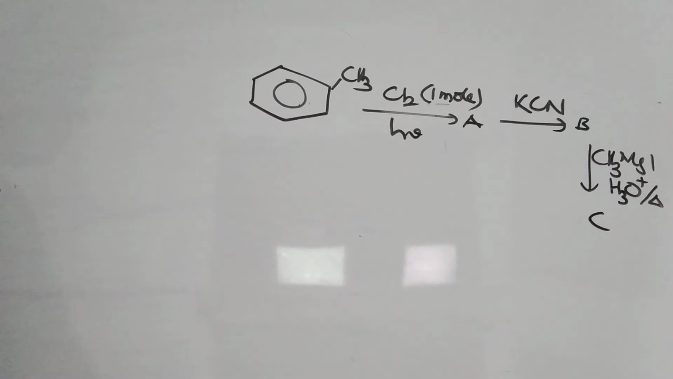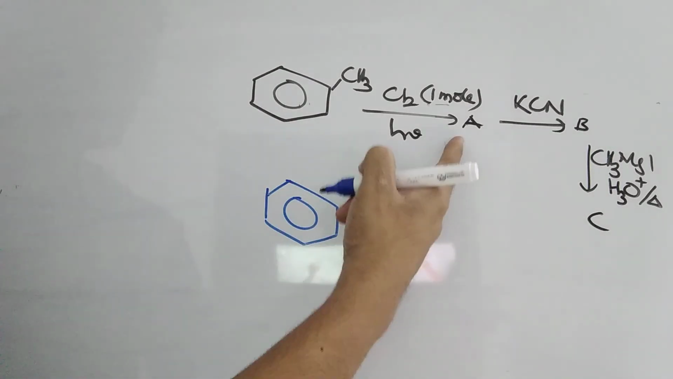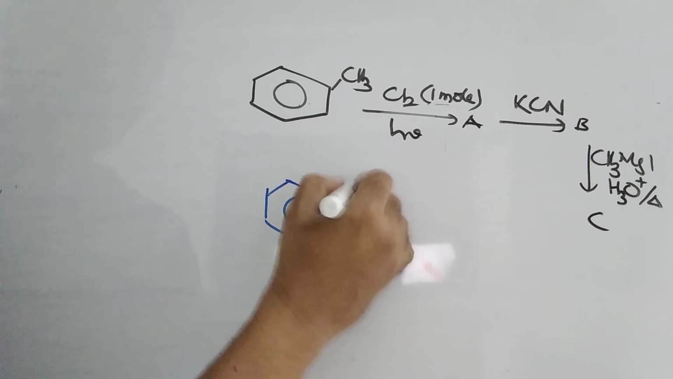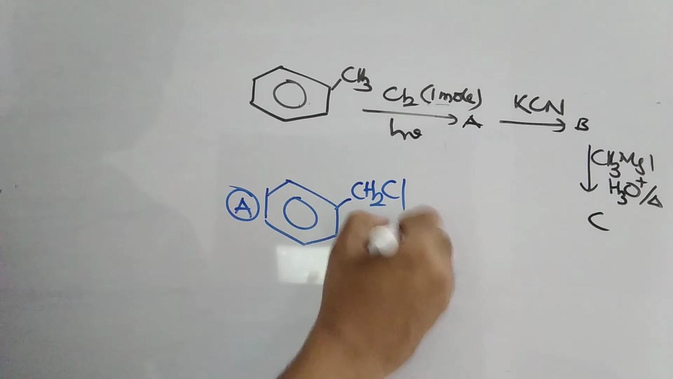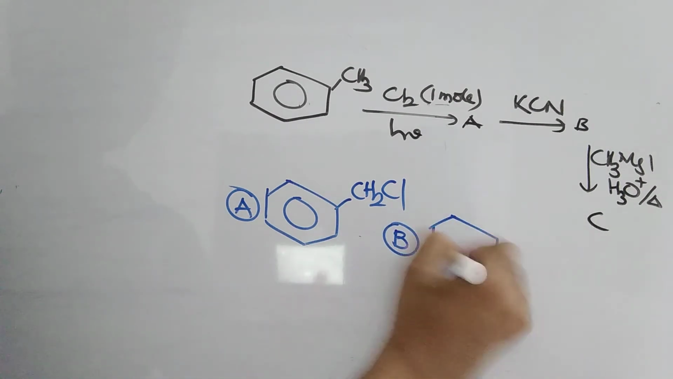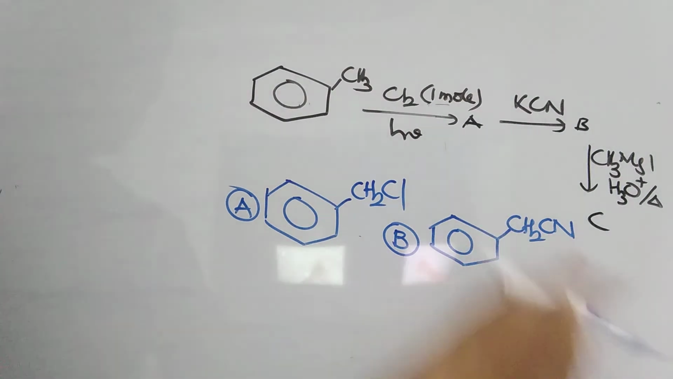Take a moment of time. Exactly. A is, this compound is benzene with CH2Cl. Benzyl chloride is A. B is CH2CN. No doubt up to here, I think. KCN is coming, CH2CN. This is done.